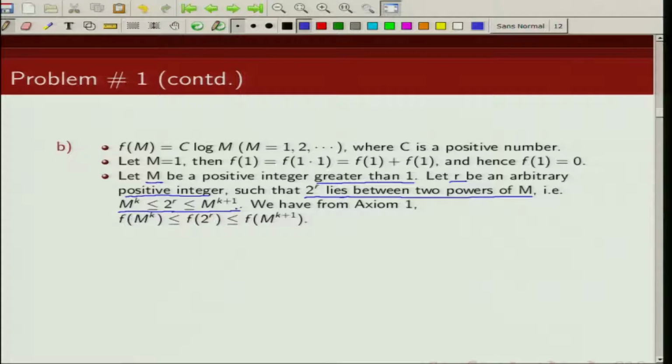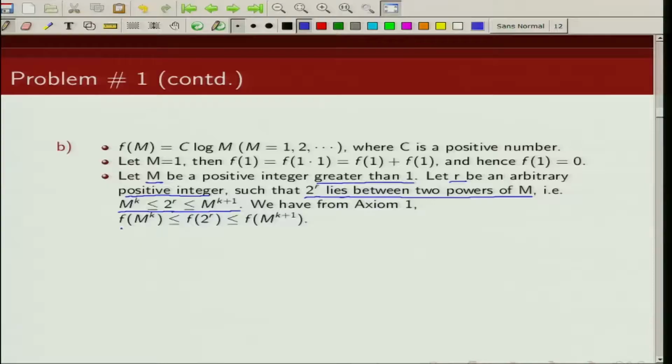Now we know from axiom 1 that the information measure, if all probabilities are the same, should be an increasing function of m. So then from there we get f of m raised to k should be less than or equal to f of 2 raised to r, and that should be less than or equal to f of m raised to power k plus 1. So this follows from axiom 1.